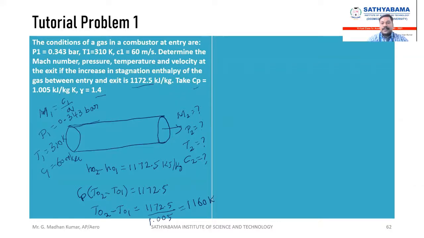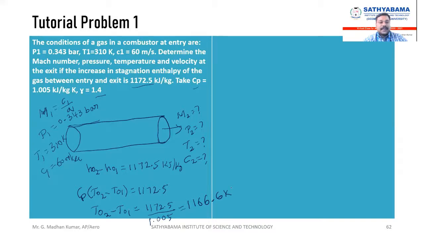Okay, so 1160 Kelvin. Oh, 66.6. Maybe we will have the accurate answer. So 1166.66. We just take only 6, right? Okay. Right. So this is the stagnation temperature ratio difference, the difference of stagnation temperature ratio. Right. Now we need either T01 or T02.